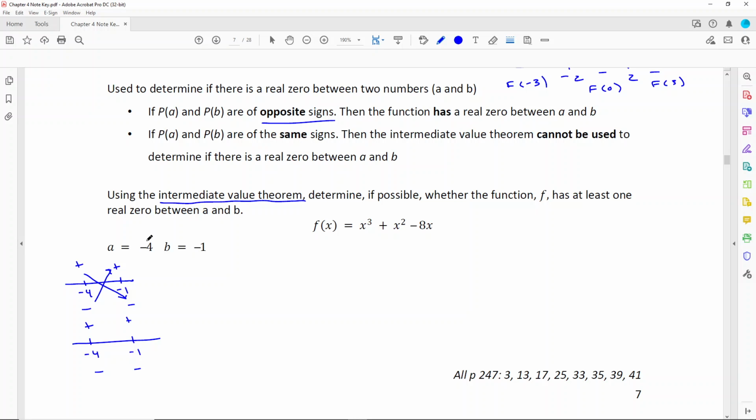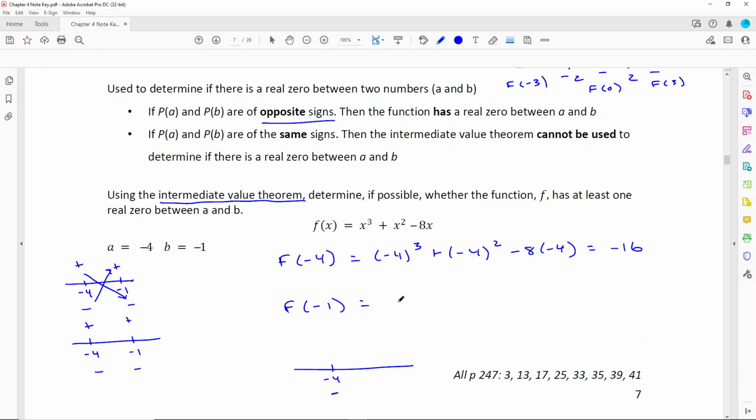So this one says, is there a 0, at least one 0, between an a value of negative 4 and a b value of negative 1? So what I mean by that is plug in an x value of negative 4 and plug in an x value of negative 1. So plugging in an x value of negative 4, we get negative 4 cubed plus negative 4 squared minus 8 times negative 4. That would give me negative 64 plus 16 plus 32. Gives me negative 16. Okay, so this is a negative y value. So at negative 4, we know that the y value is negative.